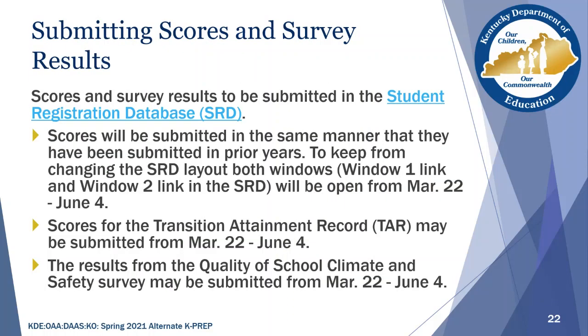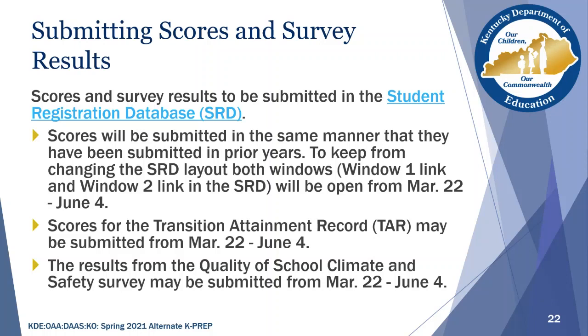So for submitting scores and in your survey results, score entry is no different this year than any other year, except this year you can enter scores for task A through C and task D through F at the same time. So in the past, you were used to submitting scores for task A through C in the fall during window 1 and then task D through F in the spring during window 2. Well, this year, both A through C and D through F are going to be open.